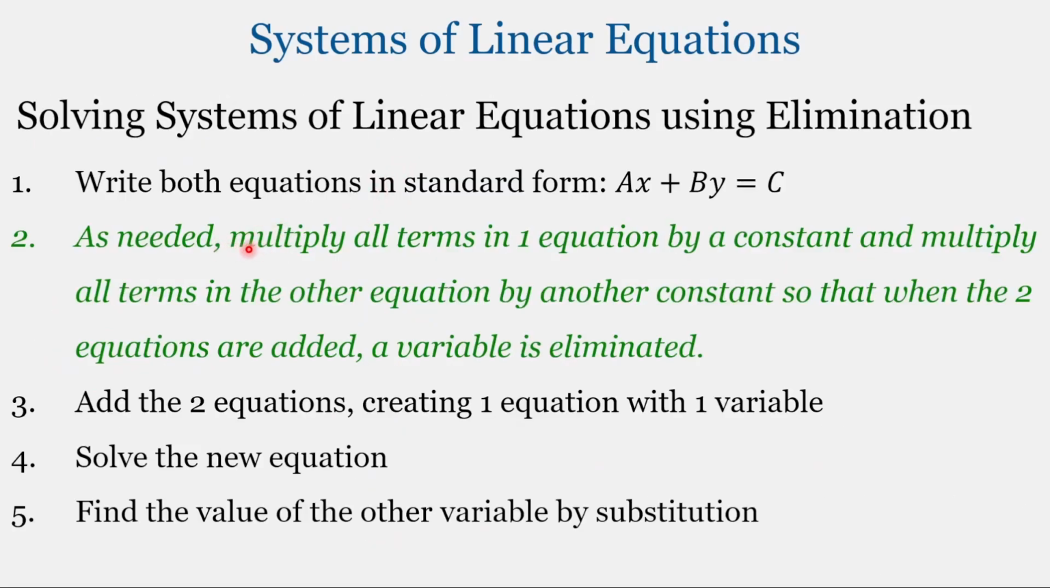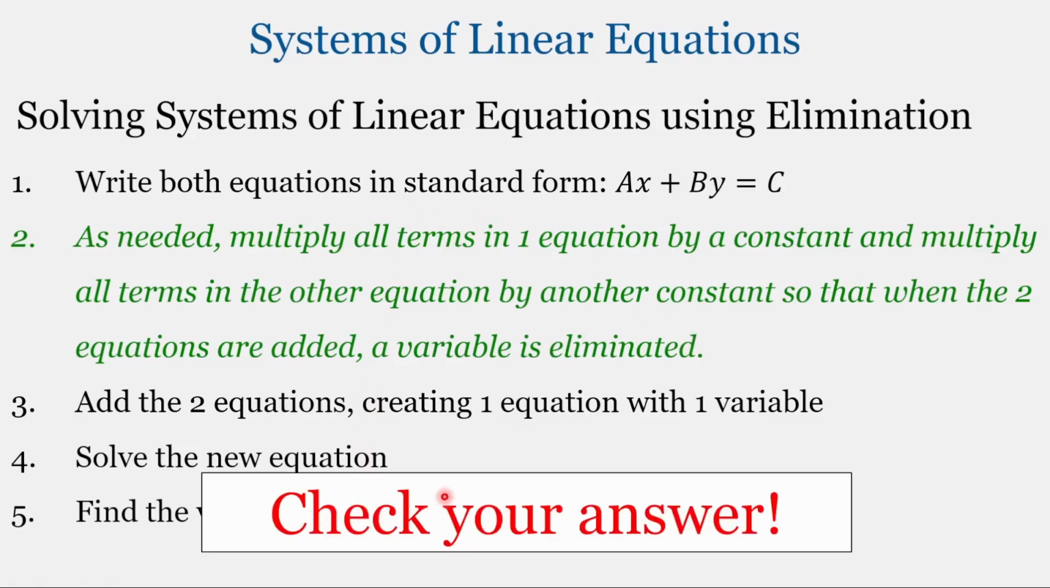So let's take a look at step 2. At step 2, as needed, we're going to multiply all terms in one equation by a constant. And again, as needed, multiply all terms in the other equation by another constant, so that when the two equations are added, again, a variable is eliminated. The other 4 steps remain the same. And as always, when you're done, check your answer.